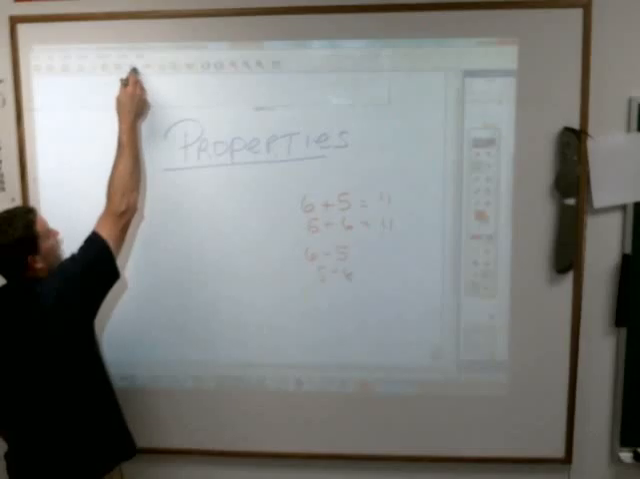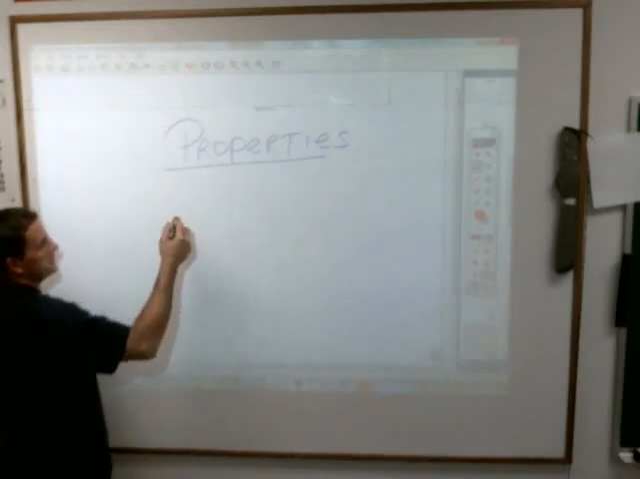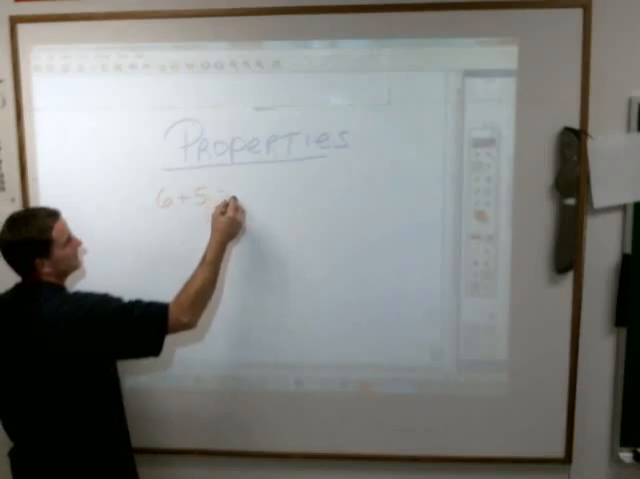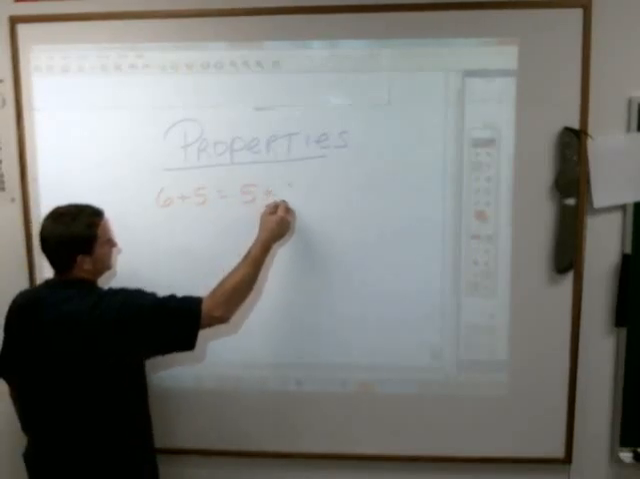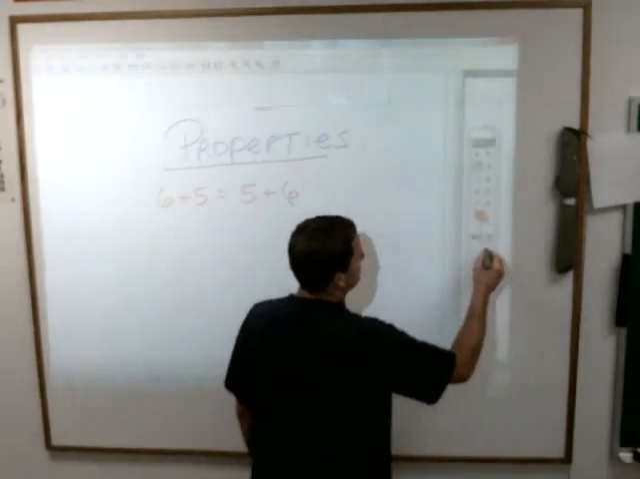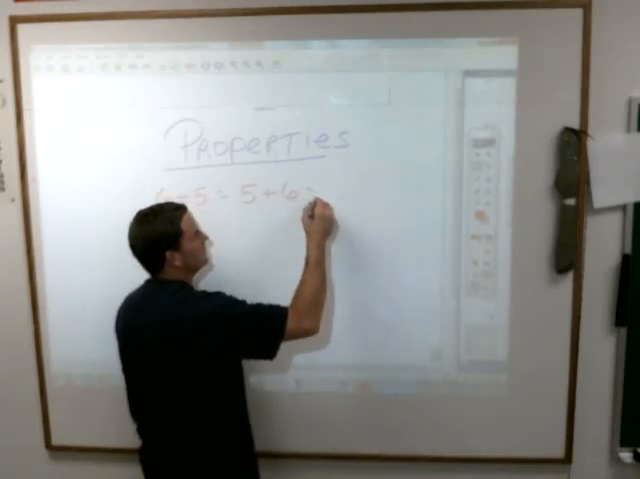Okay, and this first property, let me get rid of this. The first property that says that you can switch things around, that 6 plus 5 is the same thing as 5 plus 6, we have a special name for that. Anybody remember what that name is? Commutative property? Yes, the commutative property.